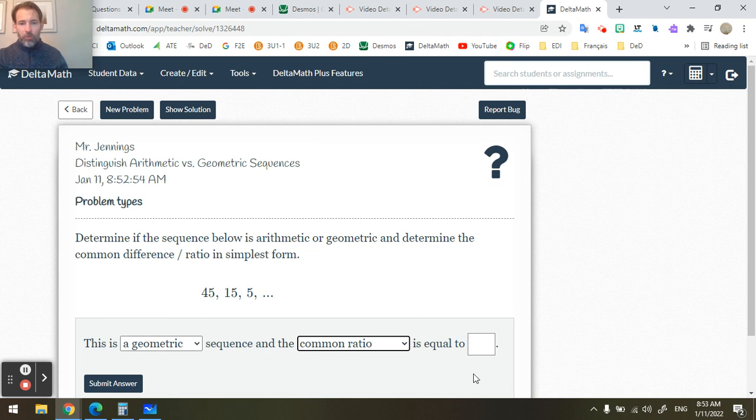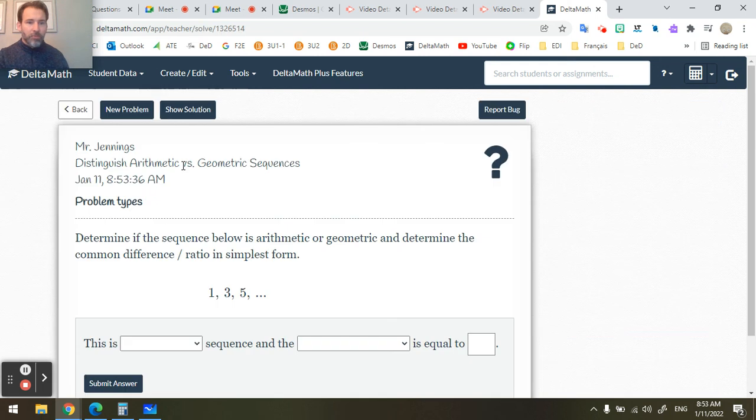If I multiply 45 by 1 over 3, I get 15. If I multiply 15 by 1 over 3, I get 5. If I multiply 5 by 1 over 3, I get 5 over 3. Okay, the next term is going to be a fraction. Submit answer. Yes. Yay! And then you look and see, you're multiplying by a third each time. Okay, cool. Okay, we're getting some progress here.